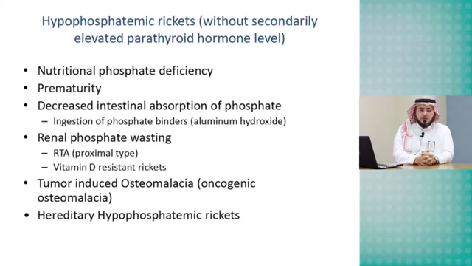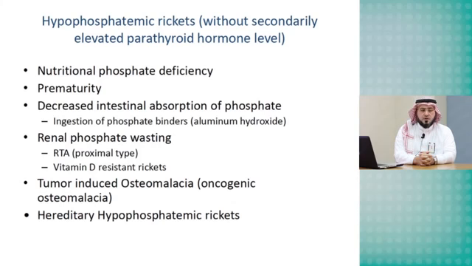Hypophosphatemic rickets, as I mentioned before, is one of the types of rickets, but it is not common, it is a rare type, but it is present, and we should be aware of it. In this type, there is no secondary compensation from parathyroid hormone. So in hypocalcemic rickets there is secondary hyperparathyroidism, while in hypophosphatemic rickets there is no compensation, so there is no hyperparathyroidism. Parathyroid hormone here is usually normal.